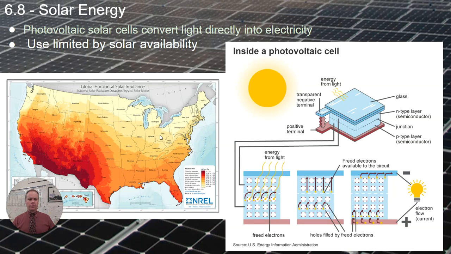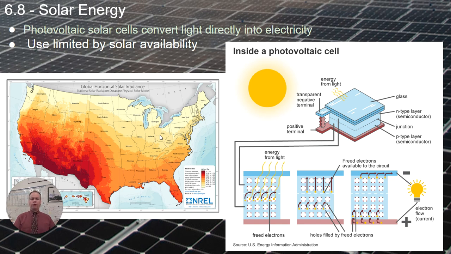In topic 6.8, our focus is on solar energy. So we can use solar energy in a few different ways. To start, we're going to talk about what you might be most familiar with solar energy use, and that's photovoltaics. They're often abbreviated PV for photovoltaic. These are special technology that can convert light energy into electricity.